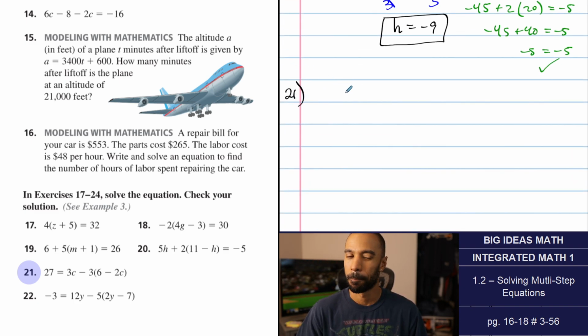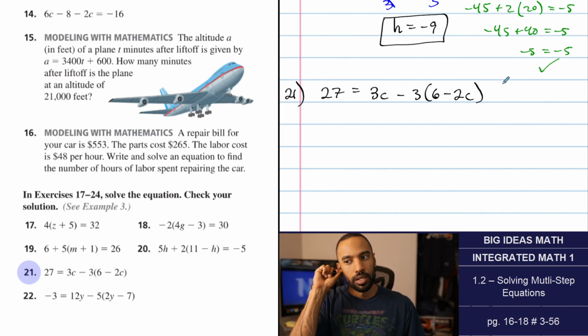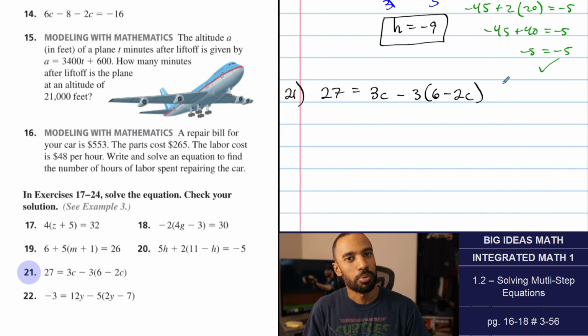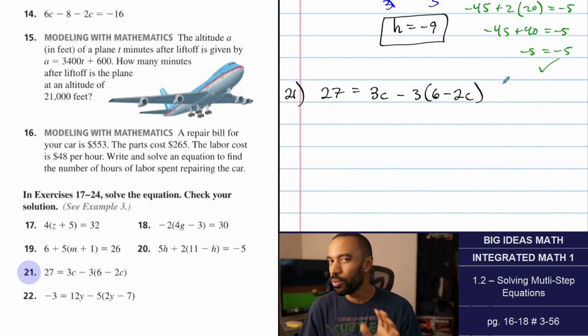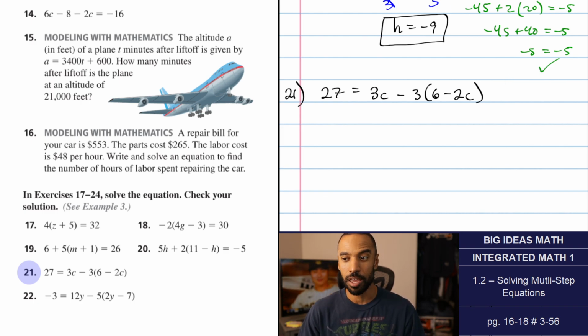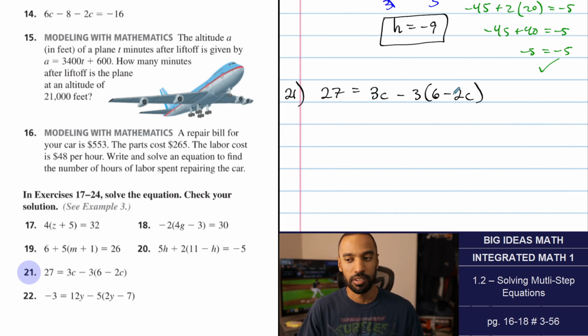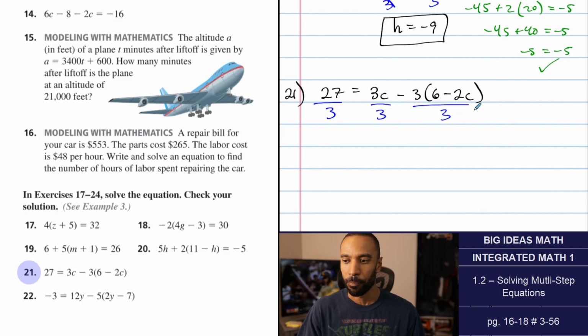Just be very careful. Number 21. 27 equals 3c minus 3 times 6 minus 2c. Now, this is a problem where, and I'm not going to do it this way because I think it would get people too weirded out, I could divide by 3 right now if I wanted to. You see, moving the 3c over wouldn't help. But dividing by 3 would, as long as every term is divided by 3. Yes, I could do this. Divide by 3, divide by 3, divide by 3.